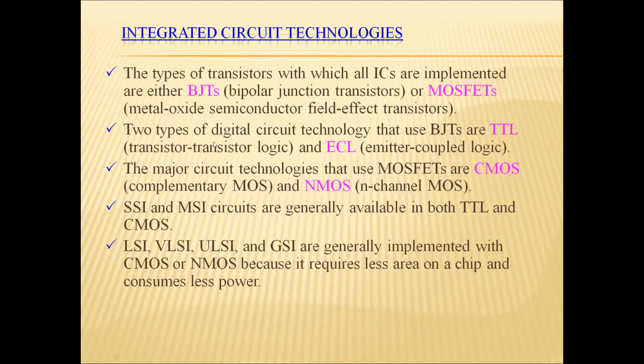The types of digital circuit technology that use BJTs are TTL, transistor-transistor logic, and ECL, emitter coupled logic. We will deal with these in the logic families chapter. For MOSFET, it is either complementary MOS, CMOS, or NMOS.